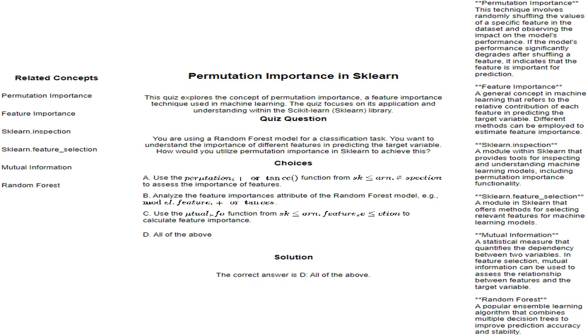Quiz question. You are using a random forest model for a classification task. You want to understand the importance of different features in predicting the target variable. How would you utilize permutation importance in sklearn to achieve this?